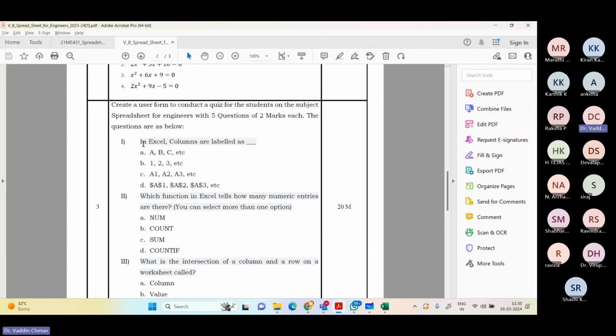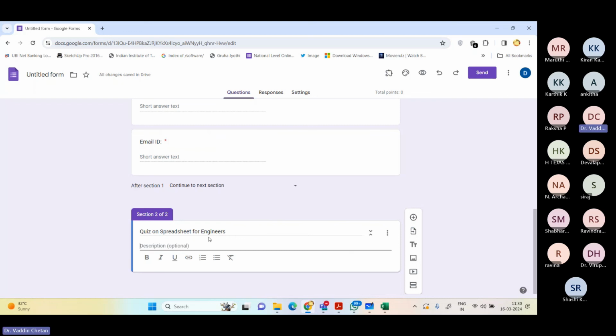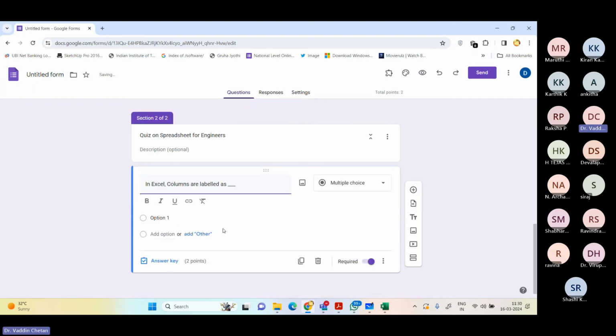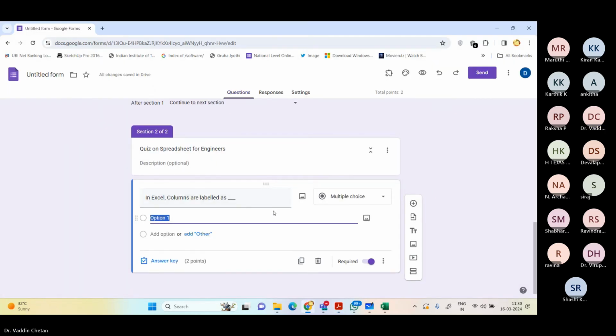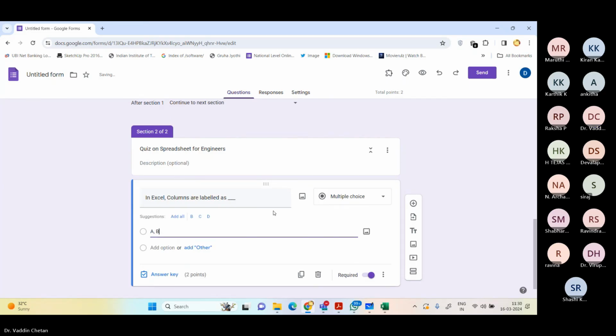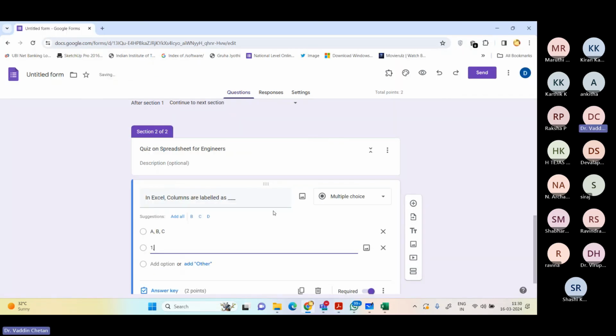I have a question here. In Excel, the columns are labeled as, that is my first question. I will go and add a question. In Excel, the columns are labeled as, it is a multiple choice: A, B, C; then 1, 2, 3, etc.